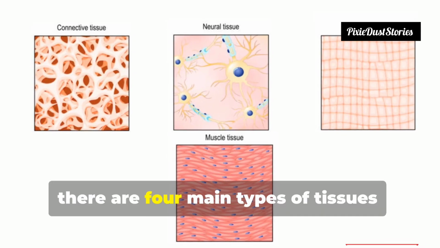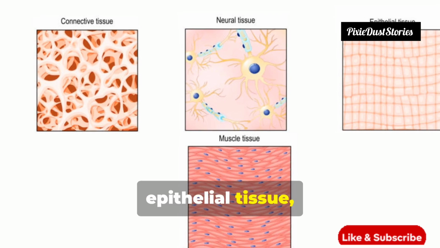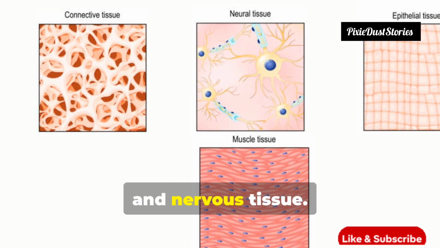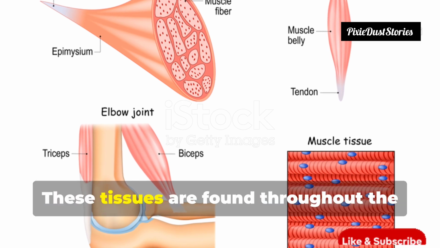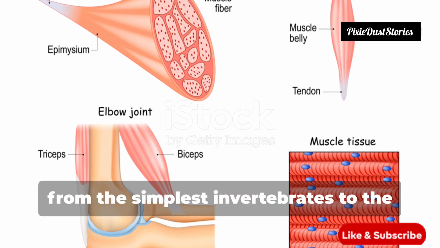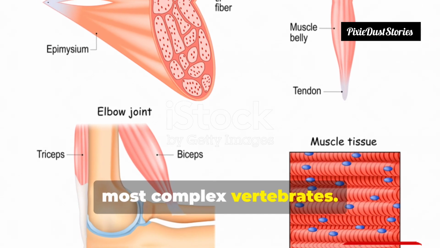In animals, there are four main types of tissues: epithelial tissue, connective tissue, muscle tissue, and nervous tissue. Each tissue type has its own unique structure and function. These tissues are found throughout the animal kingdom, from the simplest invertebrates to the most complex vertebrates.